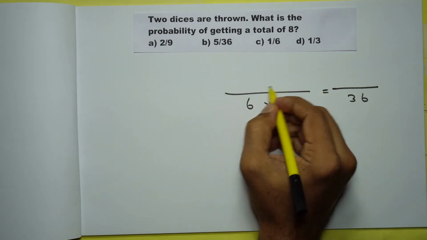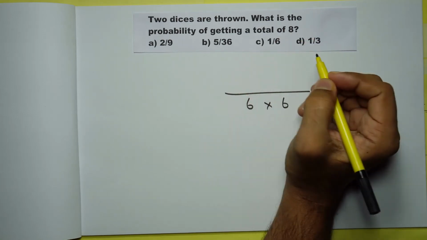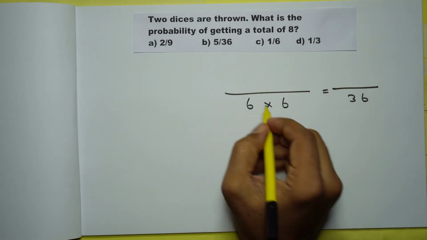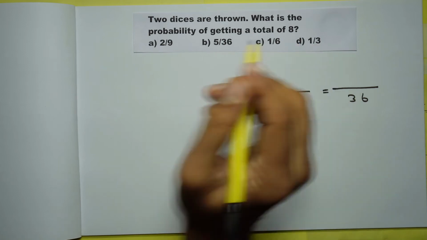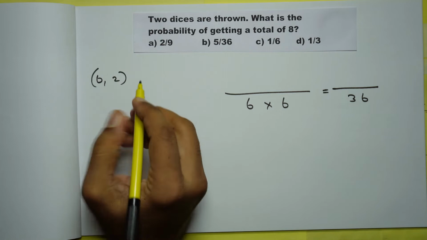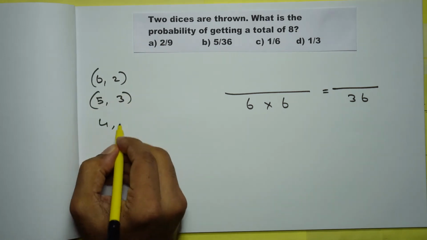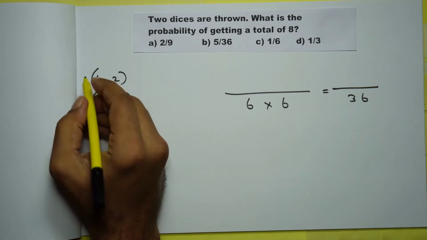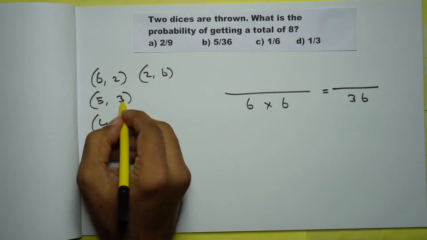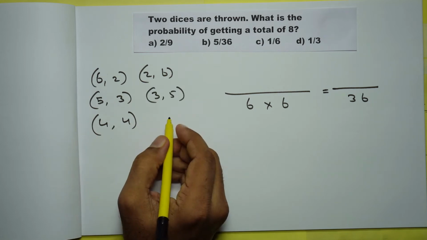Now in the numerator, we will have the number of favorable outcomes where their total is equal to 8. So we will calculate the number of favorable outcomes where their total is equal to 8. So one possible outcome is it can be 6 and 2. So 6 plus 2 is 8. Another one is 5 and 3. And another one is 4 and 4. Also 6 and 2 can be interchanged. It can be 2 and 6. 5 and 3 can be interchanged. It can be 3 and 5. 4 and 4 cannot be interchanged.